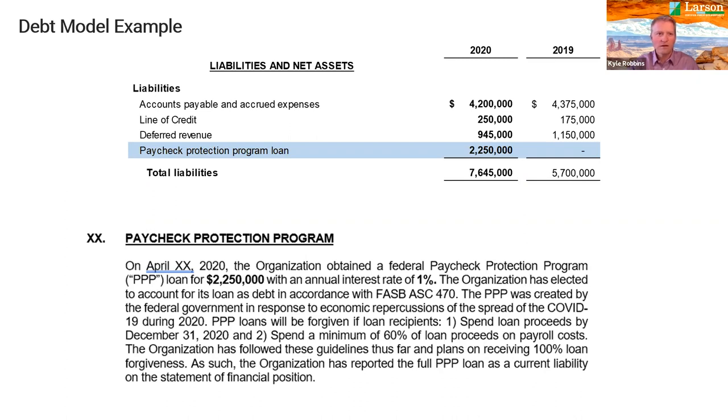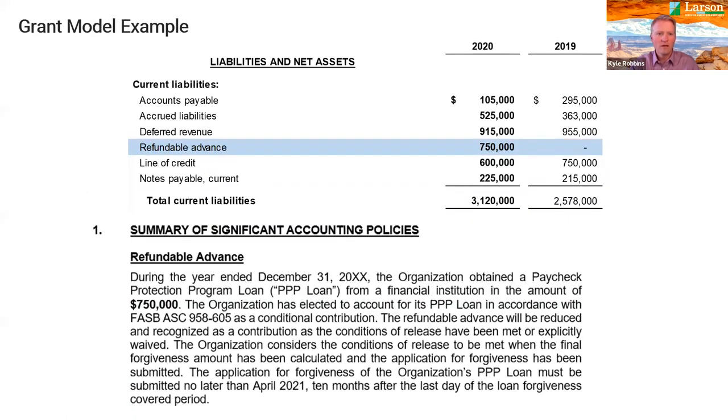Okay, and then the grant model. So under the grant model, as we mentioned, you'd want to include it as a current liability. You'd just call it a refundable advance, which in this case, that's what it's called. And then in the summary of significant accounting policies, you would have a section for your refundable advance that just kind of explains what that is and how you're accounting for it. So in this case, similar to the debt model, you are disclosing that you got a PPP loan, what the amount is, and then just the method you're following.